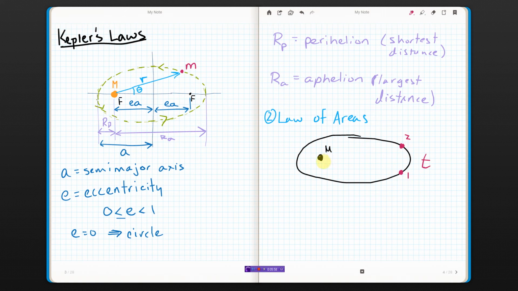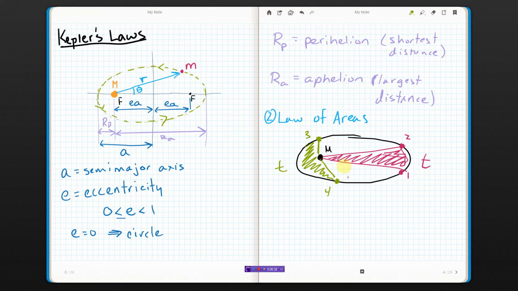What I'm saying is this area from right here to right here would be equal to another area anywhere else in the orbit that's swept out by time t. So, for instance, over here, let's say the planet moves from here to here in a time of t, also t. Then it would be this area. What I'm saying is these two areas are the same, okay?